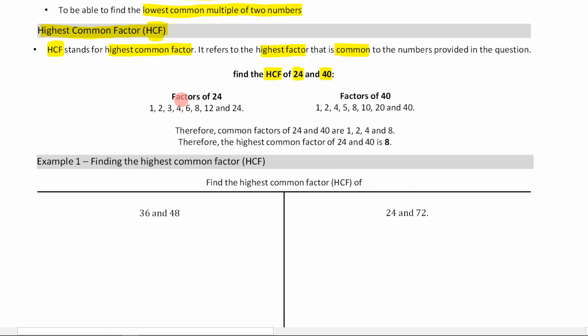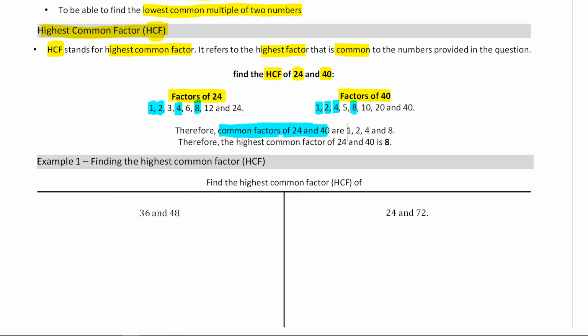So the first step here is we're listing out all the factors of 24 and all the factors of 40. So that's the first thing we do. We just list out all our factors. Now what we're going to do is say, well, what do they have in common? What are the common factors of 24 and 40? So 1 is in common, 2 is in common, 4 is in common, 8 is in common, 12 isn't, 24 isn't.